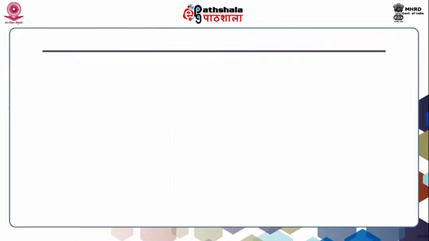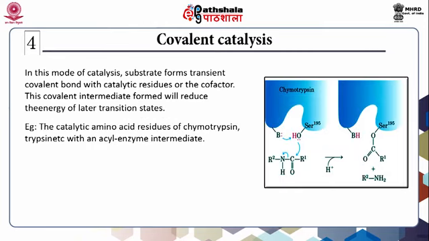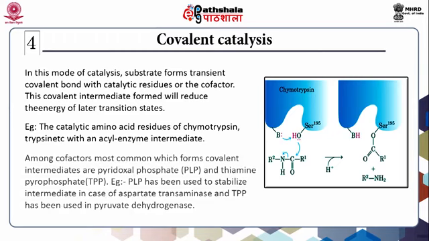Let us see what is covalent catalysis. In this mode of catalysis, the substrate forms a transient covalent bond with the catalytic residues or the cofactor. This covalent intermediate formed will reduce the energy of the later transition state. Example, the catalytic amino acid residues of chymotrypsin and trypsin. These two, chymotrypsin and trypsin, have an acyl enzyme intermediate.